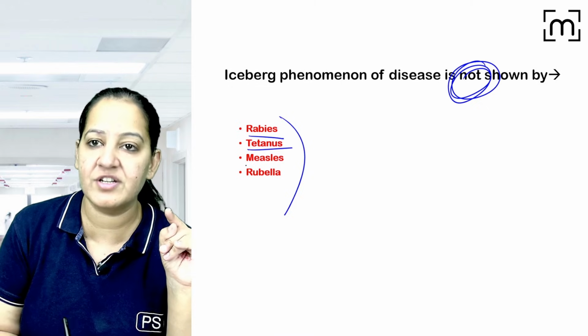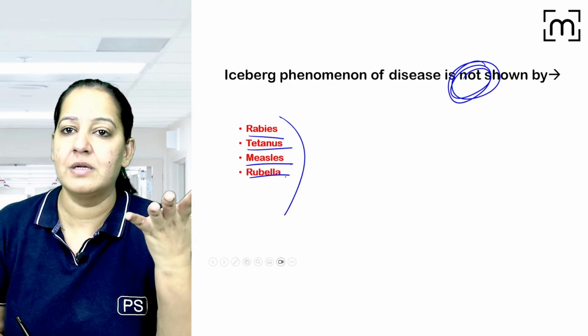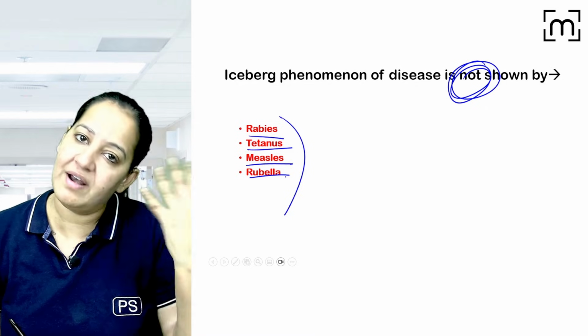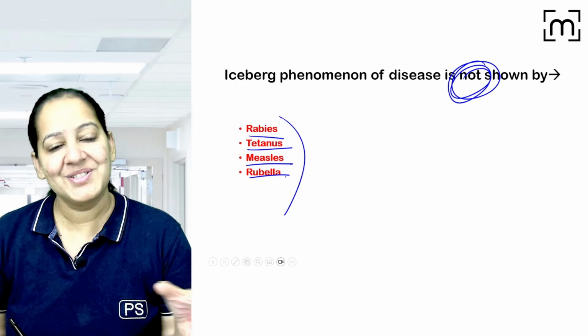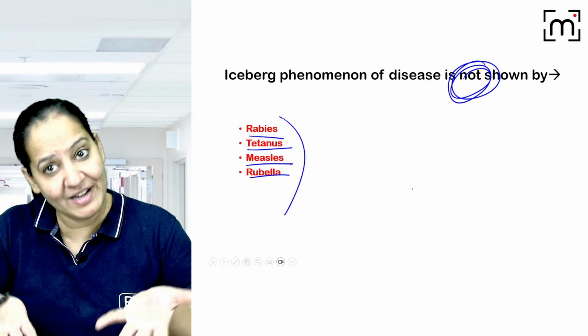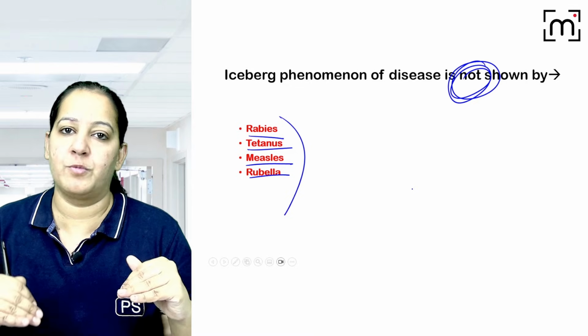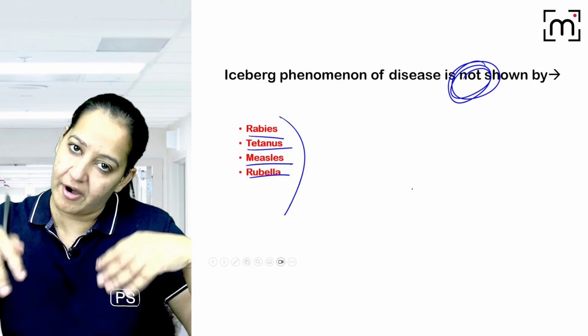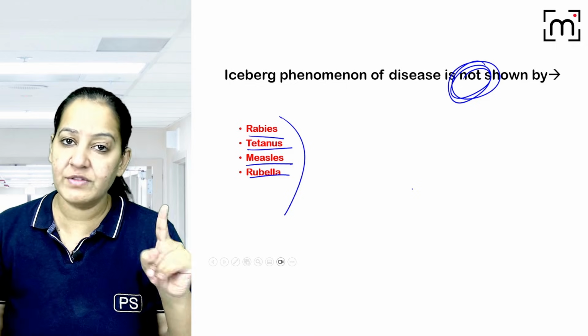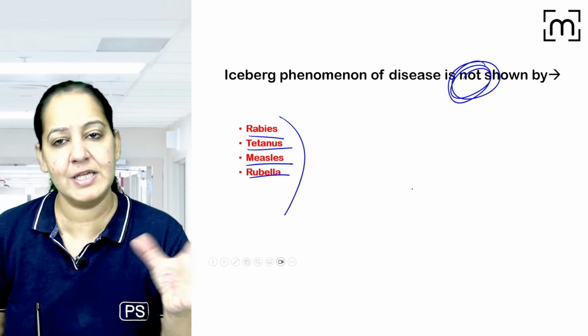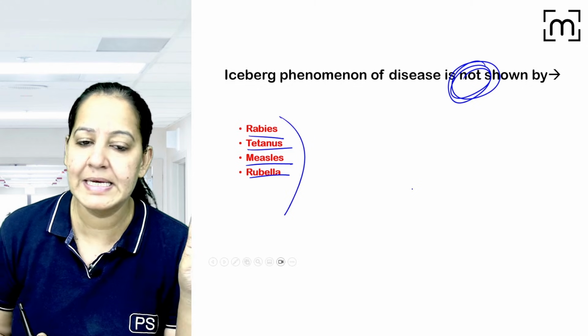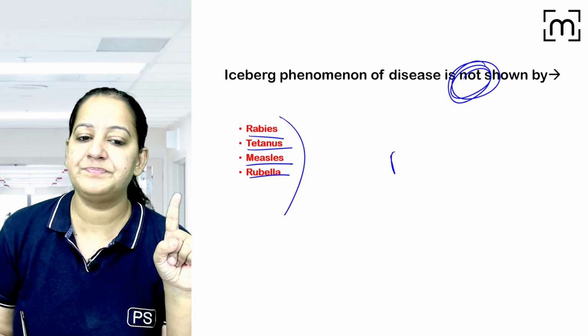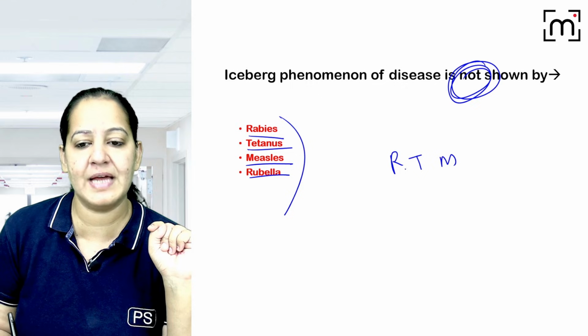If someone is having tetanus, measles or rubella, it will present. So either it will not occur or it will occur. They don't remain latent. So that's why they have the complete visible portion. They don't have a submerged portion. So all the cases which are there are 100% visible. There is none of the cases which is hidden in these diseases. They are always present. They don't have carriers. So there are 4 diseases: rabies, tetanus, measles and rubella.